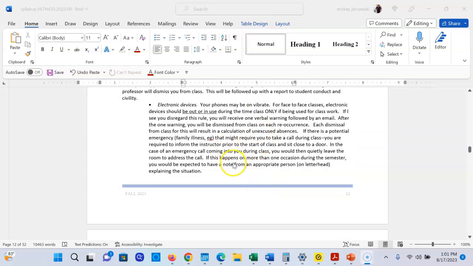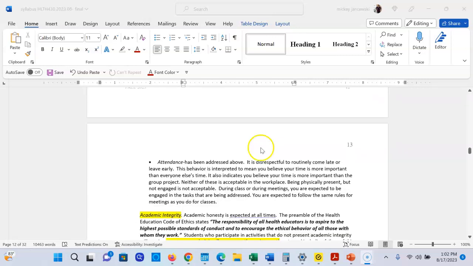Electronic devices, your phones can be on vibrate. You need a device every class, but you are only going to be using your device for classwork, not for personal stuff like emails. And it explains what happens if you do that.